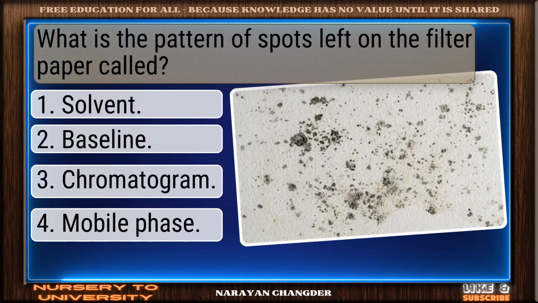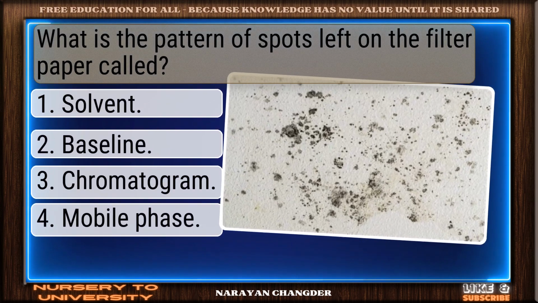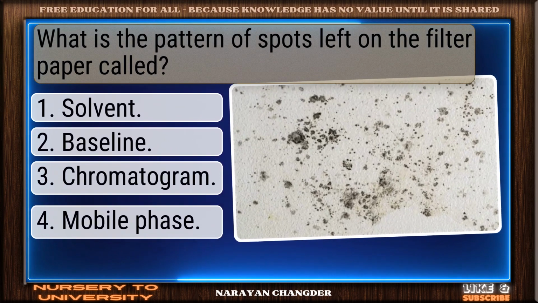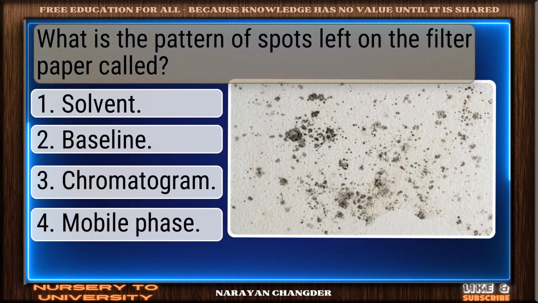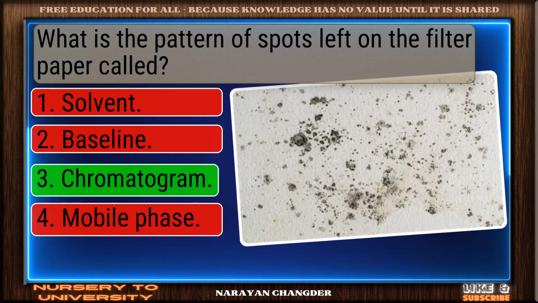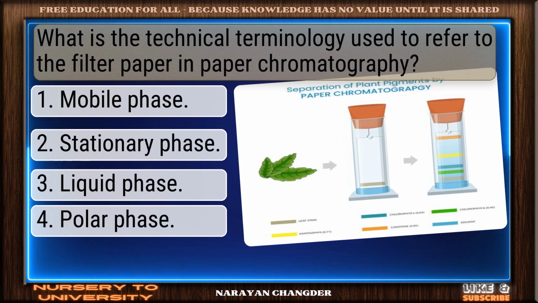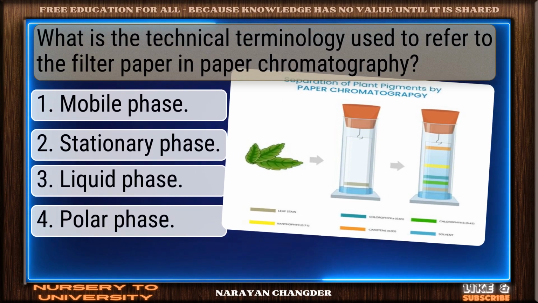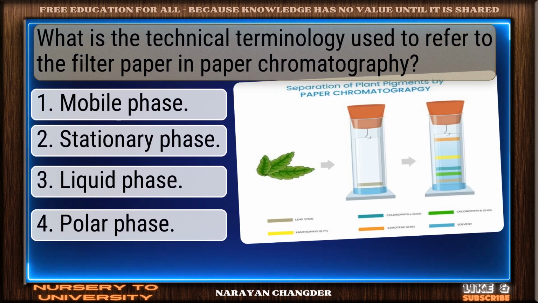What is the pattern of spots left on the filter paper called? Option 1. Solvent. Option 2. Baseline. Option 3. Chromatogram. Option 4. Mobile phase. Nailed it. Chromatogram.